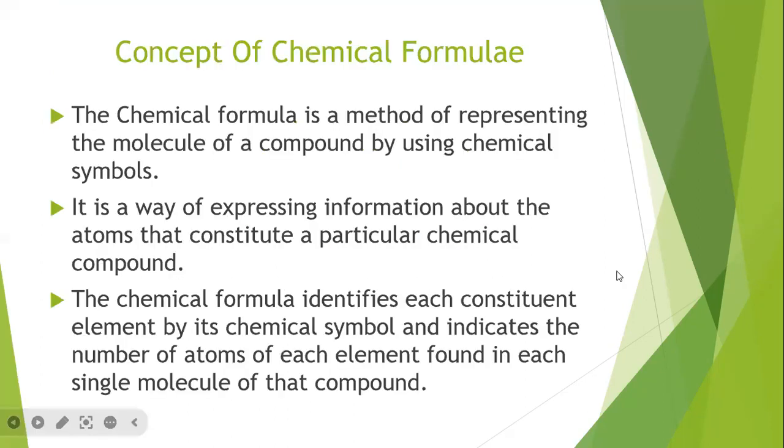The concept of chemical formula. The chemical formula is just a method of representing a molecule of a compound by using chemical symbols. It is a way of representing a given molecule of a compound by using the respective chemical symbols of the given elements in the compound. So it's a way of expressing the information about the atoms that constitute a particular chemical compound. The chemical formula identifies each constituent element by its chemical symbol, and it also indicates the number of atoms of each element found in each single molecule of that given compound.